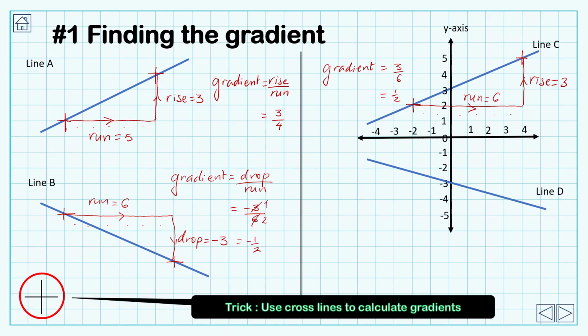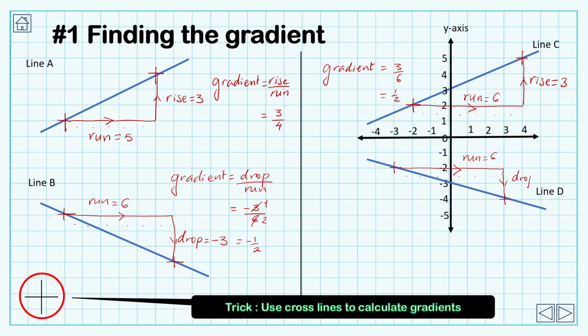Okay, so the second one is going to be the same idea. So we're going to do that point here and another crosshairs here. So let's draw the triangle, and remember it's always horizontal first. So that's the run. 1, 2, 3, 4, 5, 6 equals 6, drops by 2.